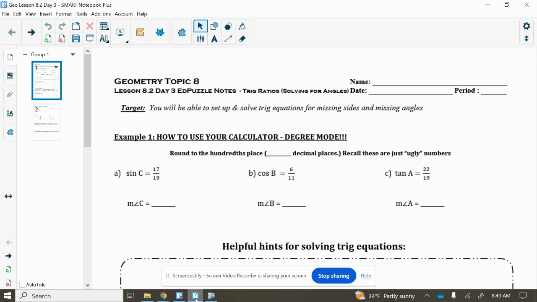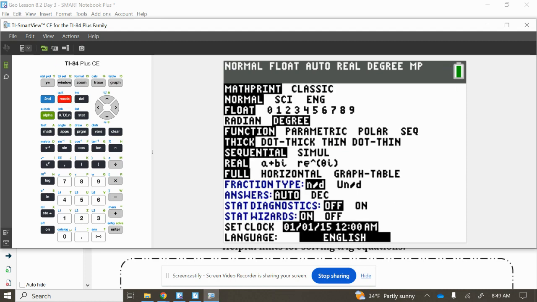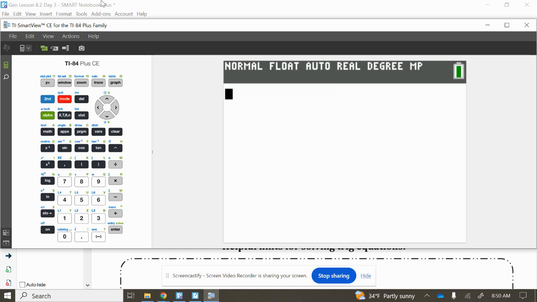And welcome to the last lesson, part of 8.2. Today we are going to talk about using trigonometry to solve for missing angle measures in right triangles. So, reminder, your calculator should be in degree mode. For those of you that need to double check on your graphing calculator, go under the mode, and you should be in degree. It would not have changed hopefully since our last lesson.